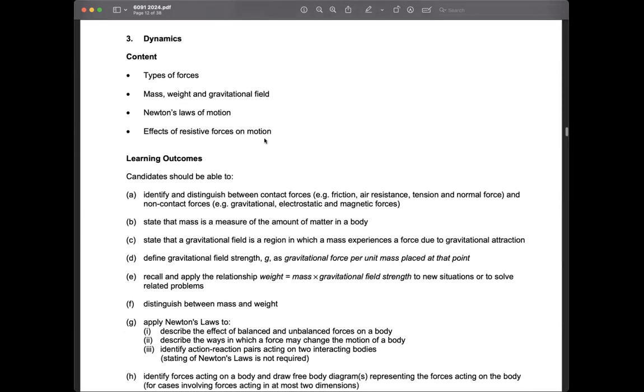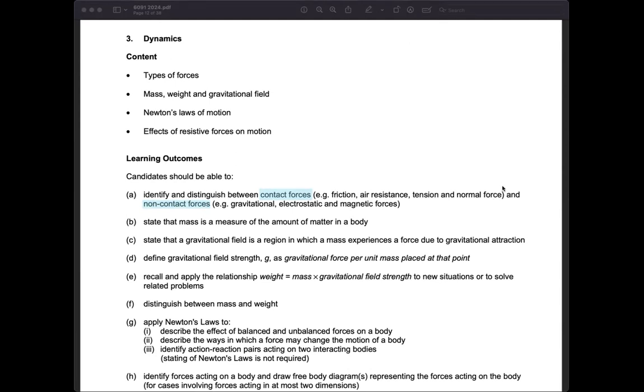So there are many types of forces. There are 2 types of forces: contact forces, as well as non-contact forces. You need to know what the types of contact forces are. For example, things like friction, air resistance, tension, normal force. These 4 are examples of forces where there is contact.